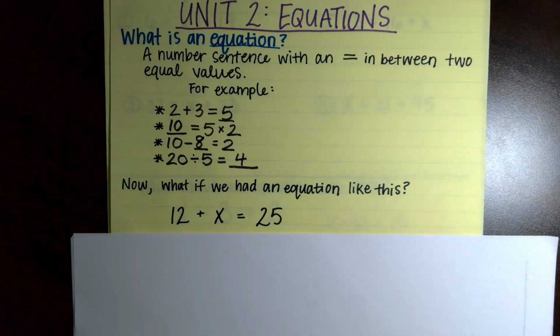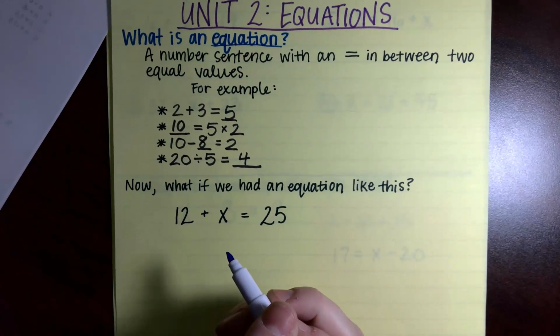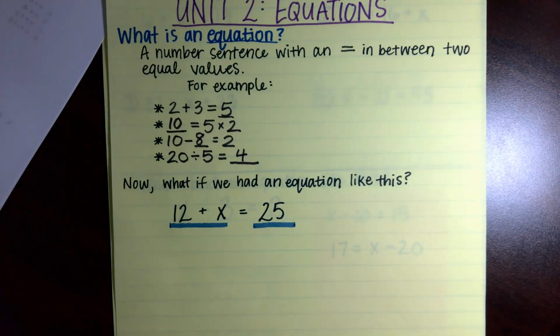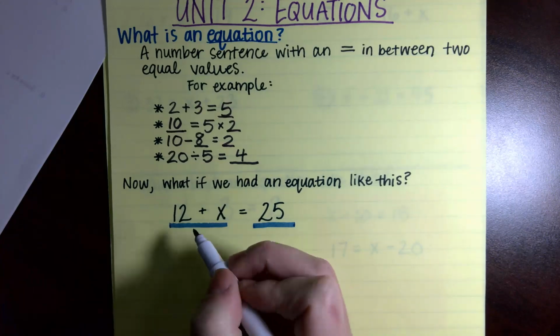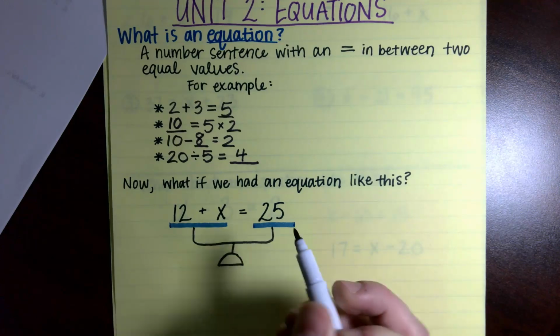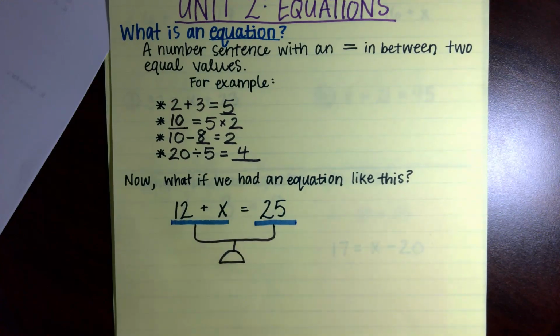So there's a few things we could do to figure out what x is. But I'm going to start by giving you kind of a visual example. I like to think of an equation as a scale or a balance. And we know that whatever is on this side of the balance, it's got to be equal to the other side so that it stays balanced. We don't want one side to be heavier than the other and have a bigger value. We don't want one side to be lighter than the other and have a smaller value.